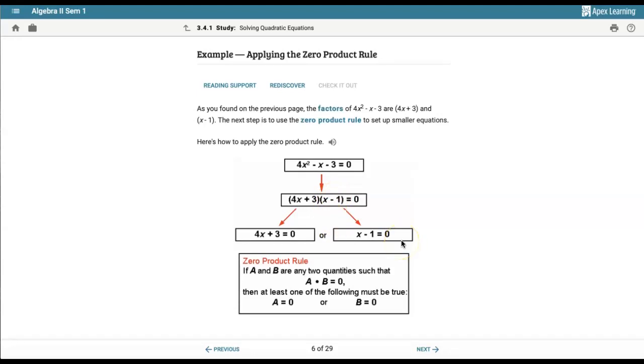Now, when we solve this, for the first one, you're going to subtract 3 from both sides, and that gives you 4x equals negative 3. Then you've got to get x by itself, so you divide both sides by 4. So this answer here is x equals negative 3/4. This one's a little bit simpler: all we have to do is add 1 to each side, so x equals 1. And those are your two solutions to the problem, your two zeros, your two zero products.